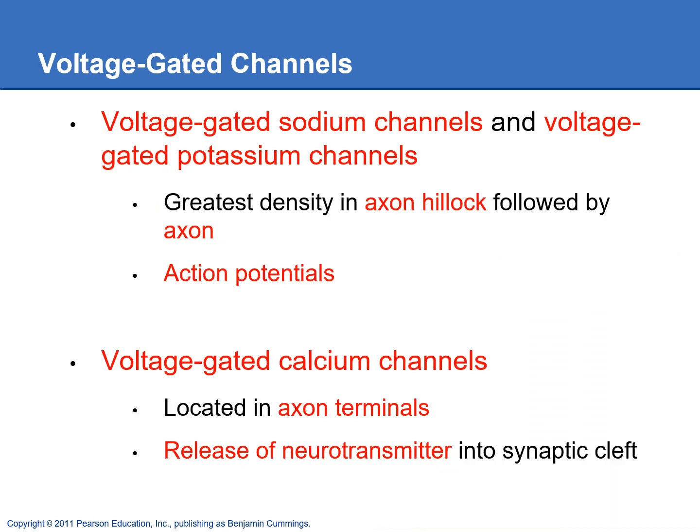We have three different types of voltage-gated ion channels. The voltage-gated sodium channels and voltage-gated potassium channels have the greatest density in the axon hillock, followed by the axon. And they're responsible for generating the action potentials, or nerve signals. And then the voltage-gated calcium channels are located in the axon terminals, and they release the neurotransmitter into the synaptic cleft.